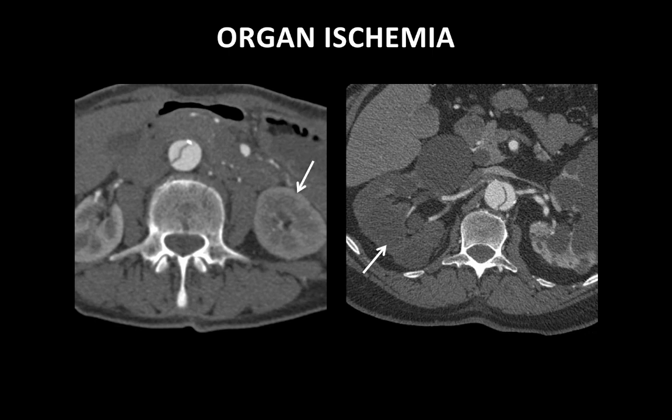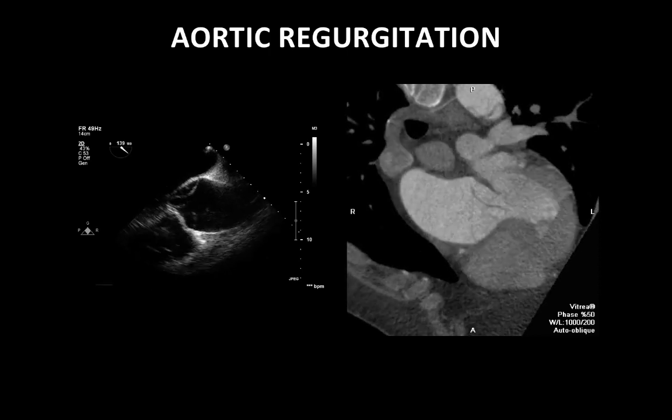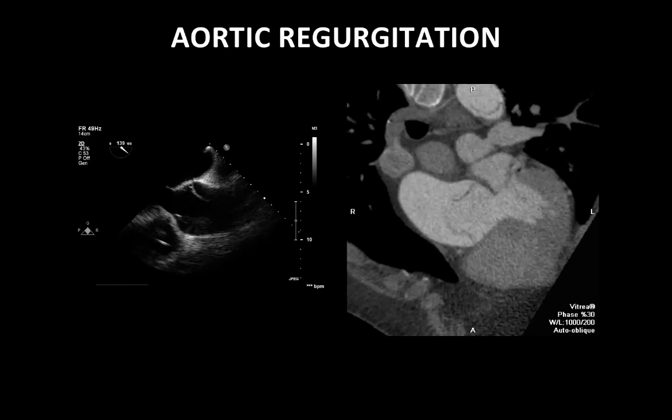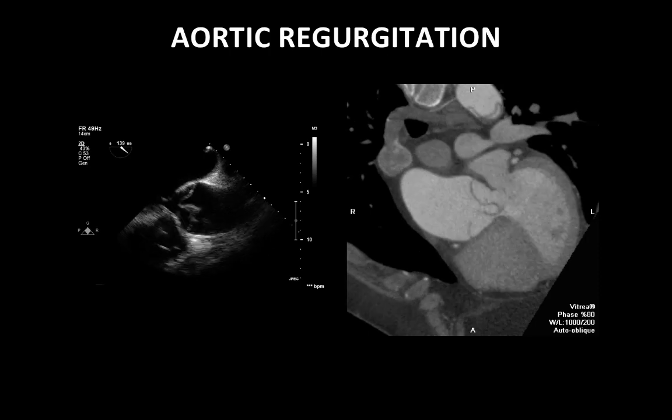And so in this slide here, I'm showing you two examples of patients that presented with acute renal injury due to hypoperfusion because the aortic dissection involved and extended into the renal arteries. The patient on the left of the screen had left renal ischemia, and the patient on the right had right renal ischemia.